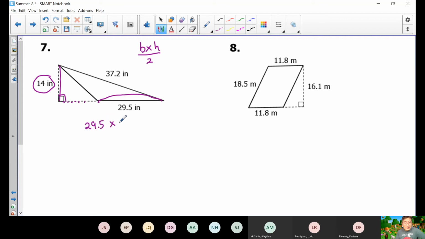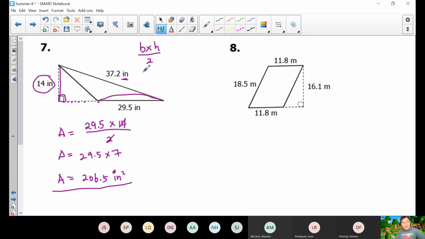So base 29.5 times 14 divided by 2. To simplify, you can do this, right? It's 29.5 times 7. Let me calculate it. 29.5 times 7 is 206.5. What is the unit? Inch, right? Inch square. That's the answer. This is the formula.